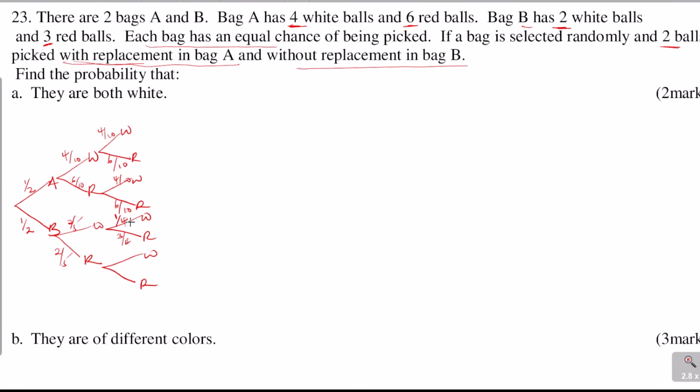Remember that the sum of the probabilities in every branch should give you 1. 1 over 4 plus 3 over 4. So once you get the first probability, the other one is automatic.